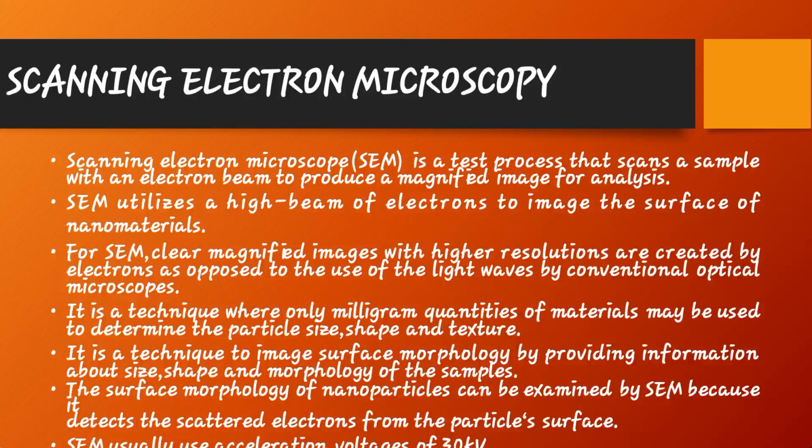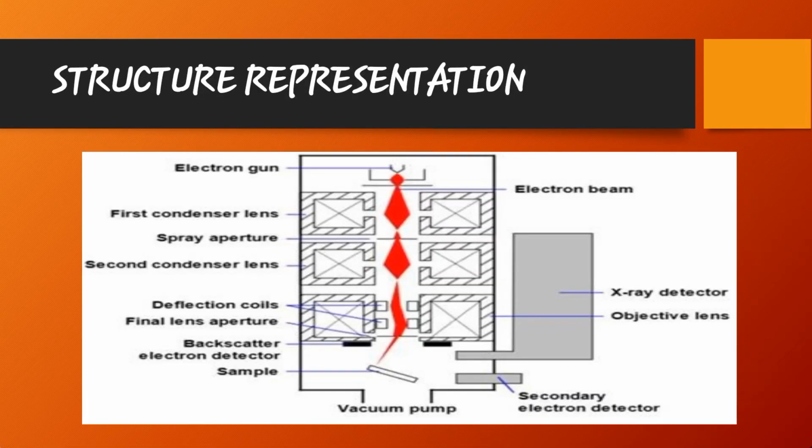It is a technique where only milligram quantities of materials may be used to determine the particle size, shape, and texture. It is a technique to image surface morphology by providing information about size, shape, and morphology of the samples. The surface morphology of nanoparticles can be examined by scanning electron microscopy because it detects the scattered electrons from the particle surface. Scanning electron microscopy usually uses an acceleration voltage of 30 kilowatt. Here is showing the picture of scanning electron microscopy.